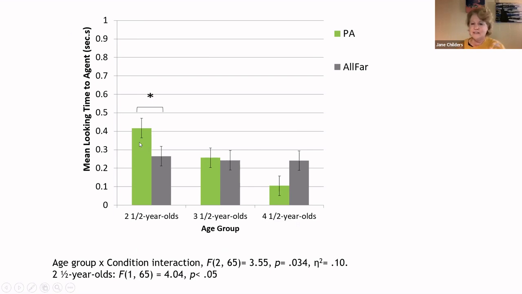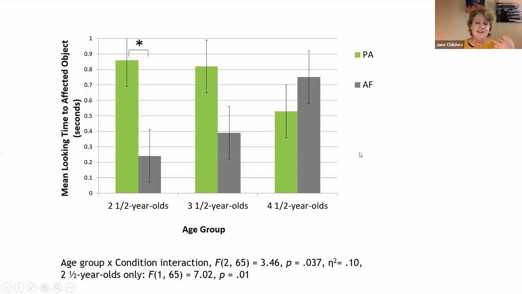What we found in the looking part is that 2.5-year-olds, only in the progressive alignment condition, started looking more to the agent than they did in the all far condition. So that's interesting. That's good. They're looking more at the person doing the action after that similar first experience. They also looked longer at the affected object, only in the progressive alignment condition. So they're looking at some really important parts of the event, which is who's doing it and what is being affected. So looking at the agent and the result. Maybe the tool is just too small.